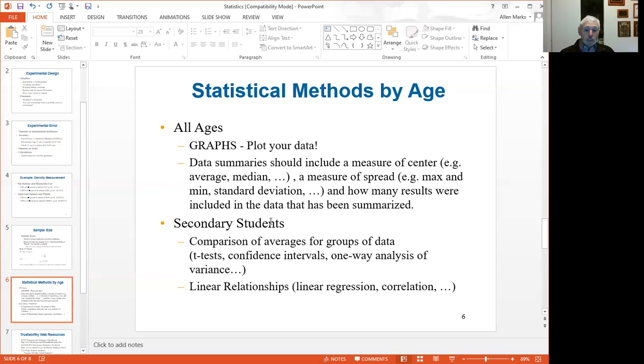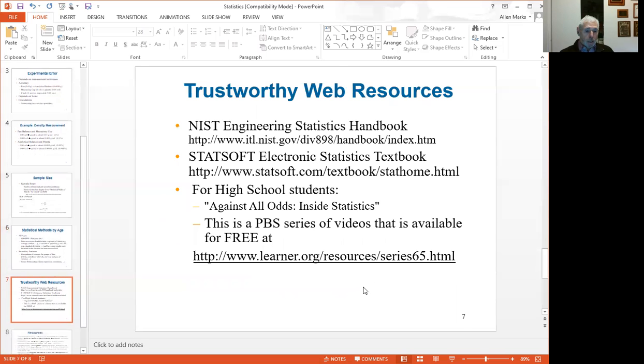If you're a secondary student, you should be able to use comparison of averages. And there are several statistics that do that, t-tests, confidence intervals, etc., or linear regression. If you have a variable and you want to see how a mathematical relationship between how that changes.